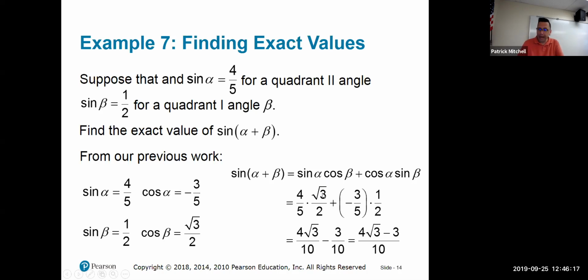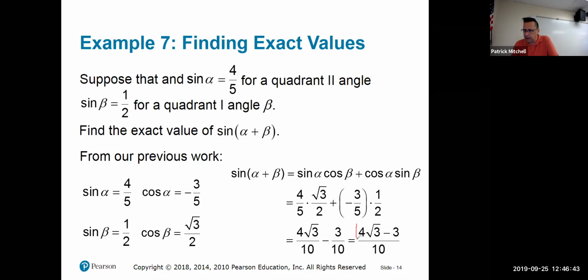So the sine of alpha is 4/5. The cosine of beta is √3/2. The cosine of alpha is -3/5. The sine of beta is 1/2. You put that all together, 4/5 times √3/2 is 4√3/10. And then -3/5 times 1/2 is -3/10. Those have the same denominator. The final answer, exact value of sine alpha plus beta is 4√3 minus 3 all over 10.